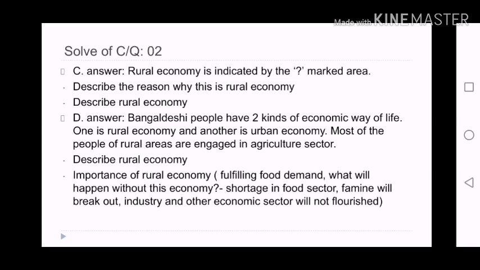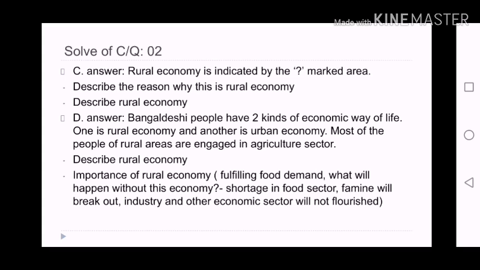Here you can start writing that Bangladeshi people have two kinds of economic way of life. One is rural economy and another is urban economy. Most of the people of rural areas are engaged in the agriculture sector. That is how you are writing the knowledge-based idea of the question. Then you can start writing about the description of the rural economy and you will find it from your book.